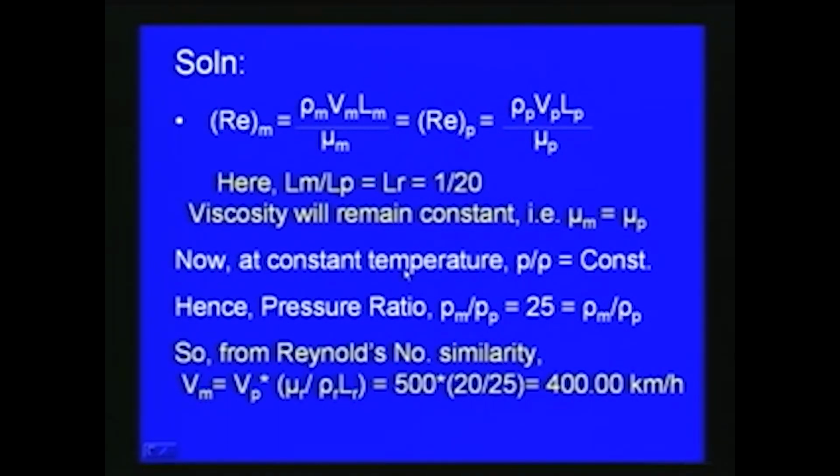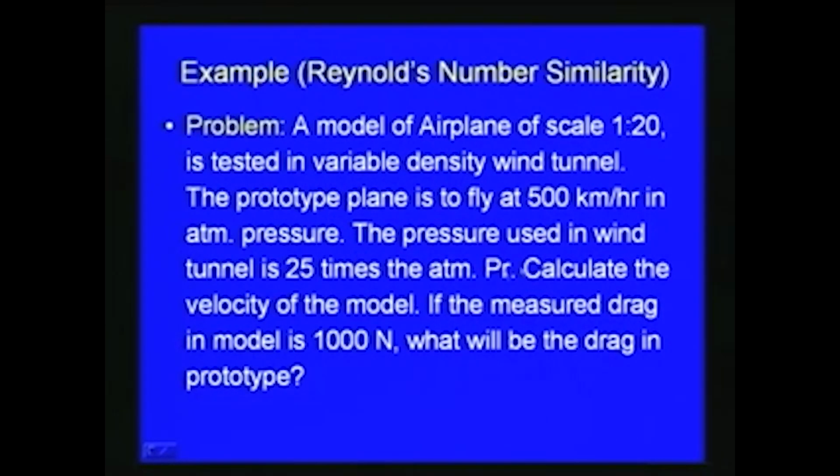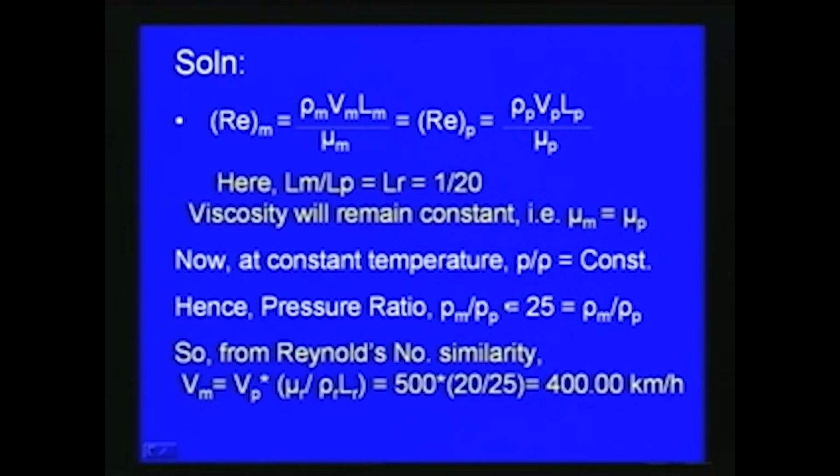and if you assume constant temperature also, we can write P by rho is constant. So the pressure by density is constant. So on that assumption we can write the pressure ratio Pm by Pp, that is here it is given that the pressure used in the wind tunnel is 25 times the atmospheric pressure. So that means Pm by Pp, the model and the prototype, that is equal to 25. So we can write that is equal to rho m by rho p.